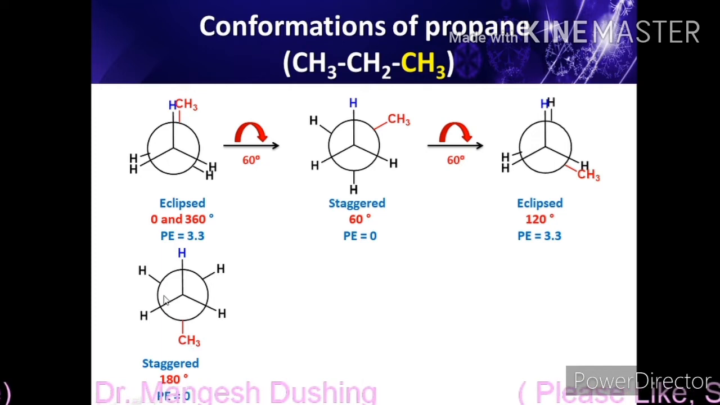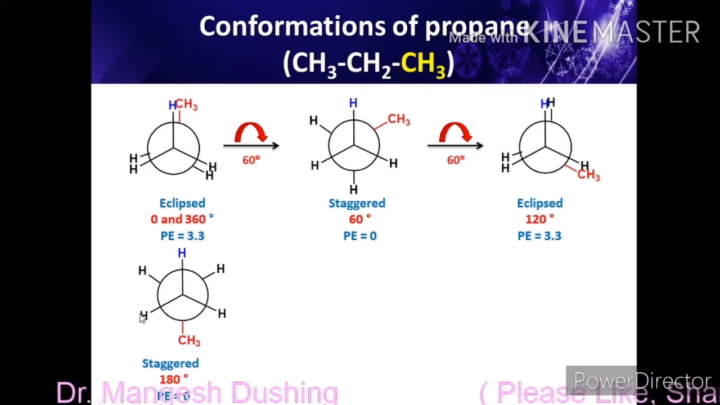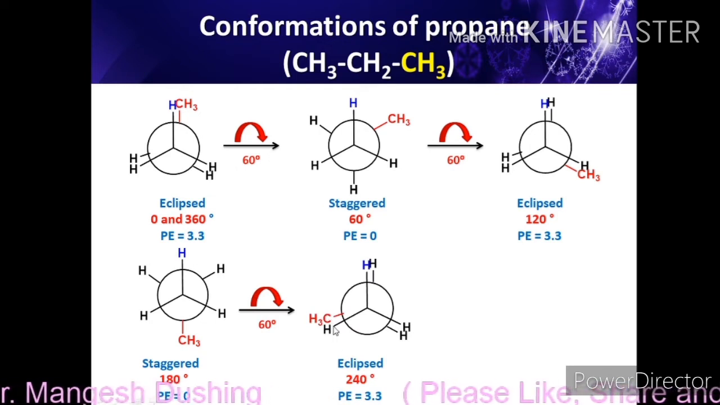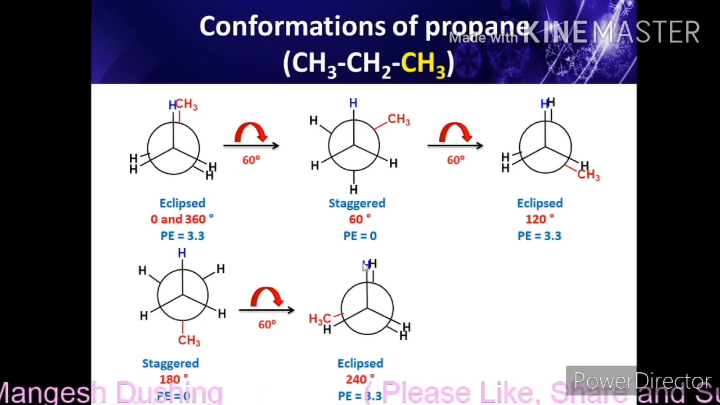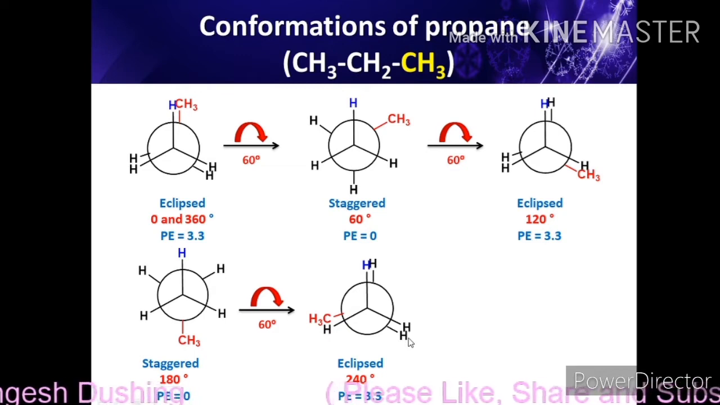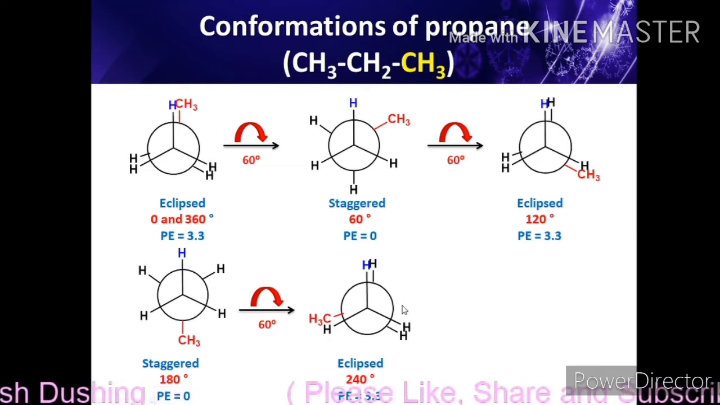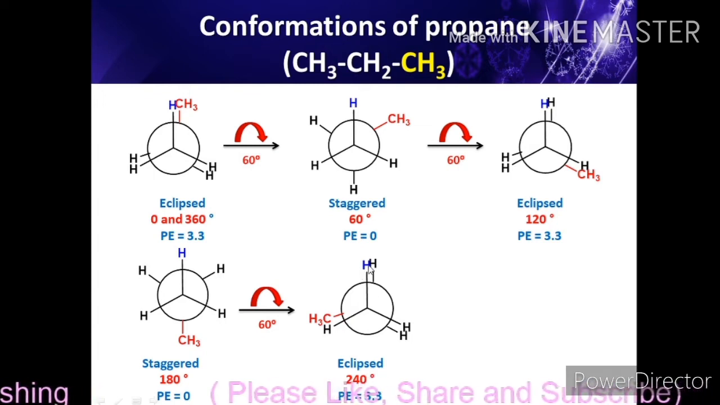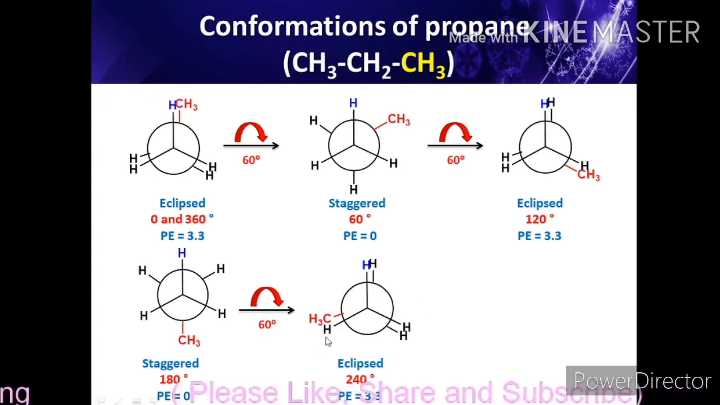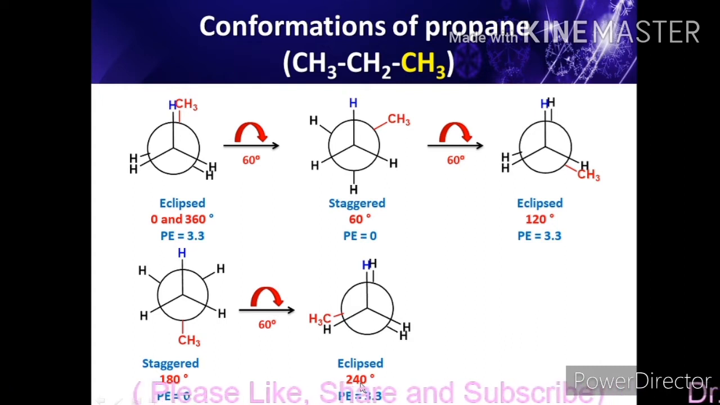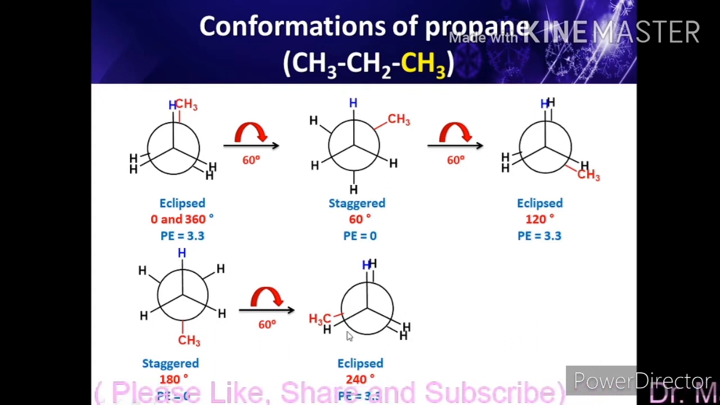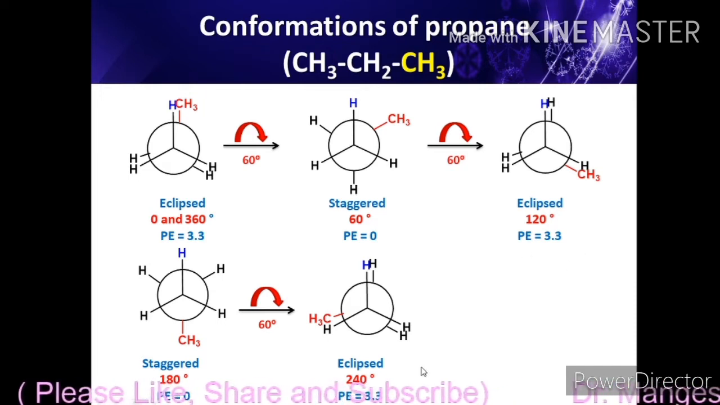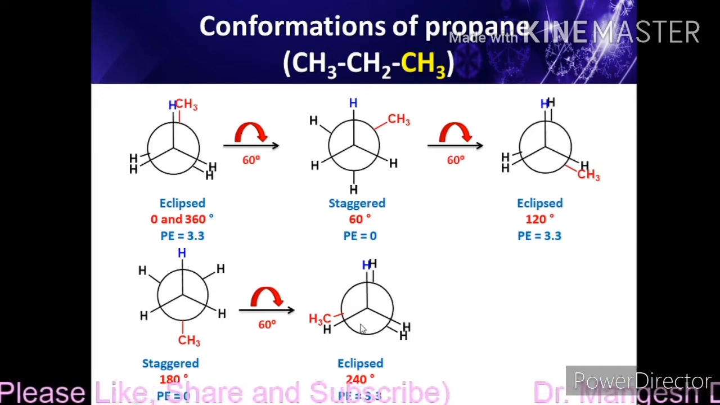Again we will rotate the rear carbon atom by 60 degrees. So methyl will go over here. So again hydrogen methyl will eclipse, hydrogen hydrogen eclipse, and hydrogen hydrogen eclipse. Again this conformation is eclipsed conformation. The angle between this observational hydrogen atom and this methyl group will be 240 degrees. As this is eclipsed conformation, potential energy is again the same, 3.3 kilocalorie per mole. This conformation is also the same.